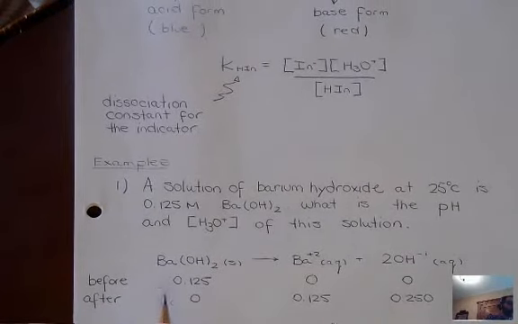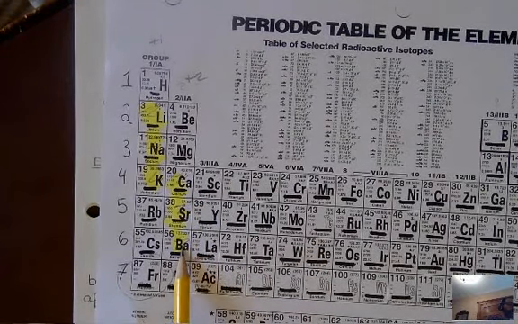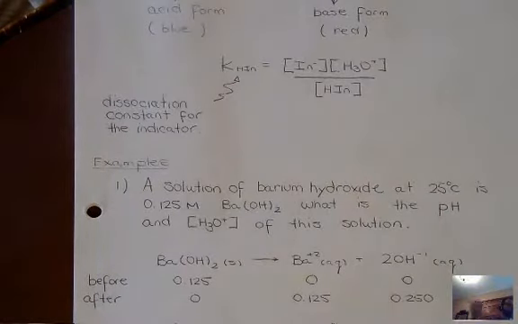Okay, so the chemical reaction is barium hydroxide solid dissolves in water to make Ba2+ and 2 hydroxide ions. So this coefficient of 2 comes from this subscript of 2. Barium is in the second group of the periodic table, so barium hydroxide is not going to be BaOH, it's going to be Ba(OH)2. Now, we don't have an equilibrium here because we have a strong base. So we're just going to leave out the equilibrium step.